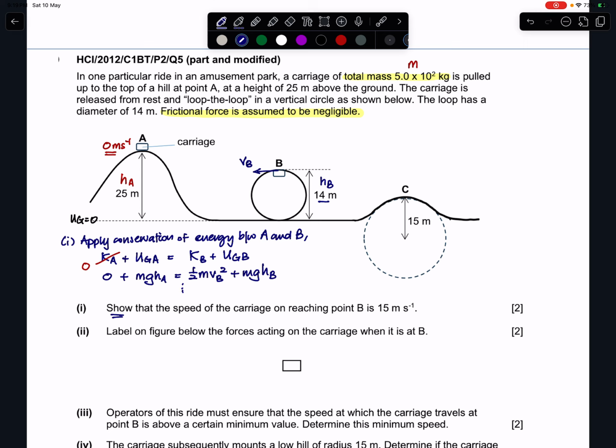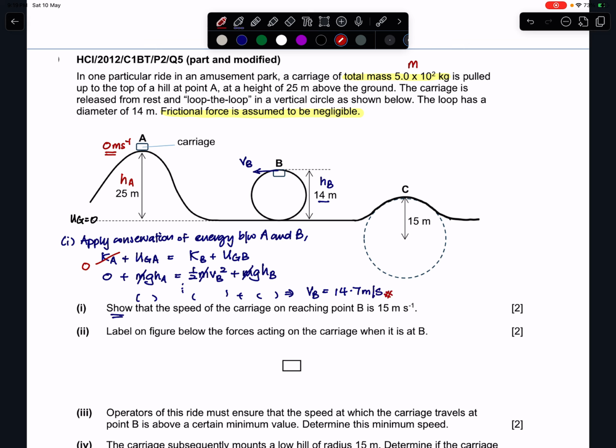M is common in the equation, so of course you can cancel that out. Show all your working and all your substitutions, and you should be able to find that VB is 14.7 meter per second.